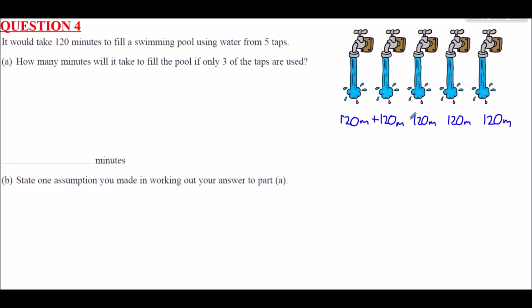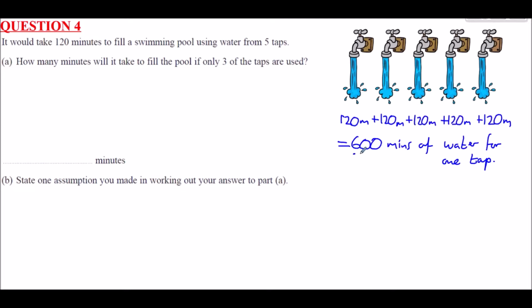So what's this equivalent to for one tap just being left on? 120 minutes for one tap, plus 120 minutes for a second tap, and so on. That's equivalent to 600 minutes of water for one tap. So if we need the equivalent of 600 minutes for one tap, how many minutes would it take to fill the pool if this burden of one tap was shared by 3 taps?